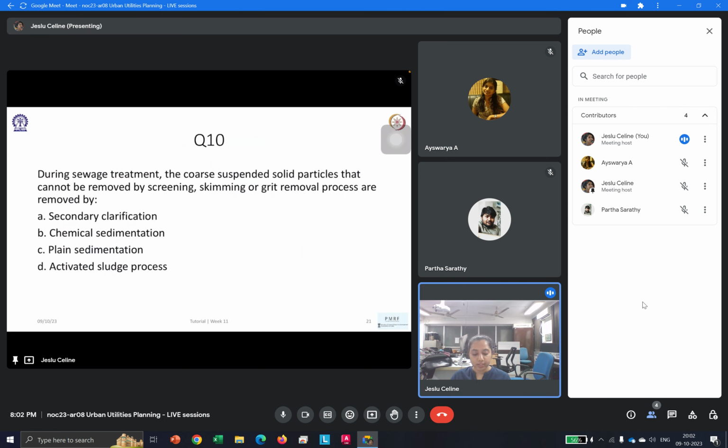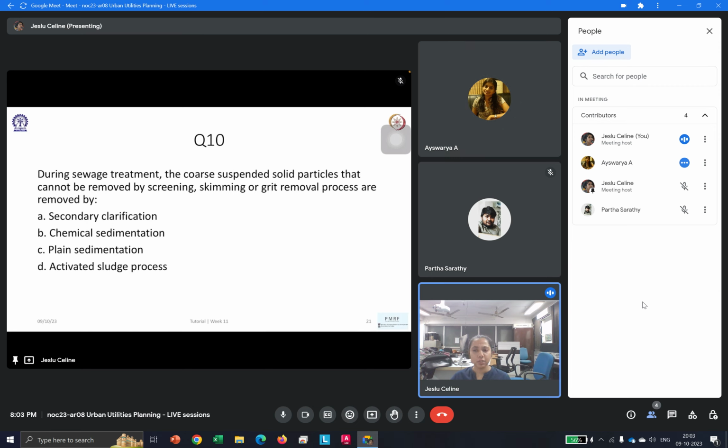Question 10. During sewage treatment, the coarse suspended solid particles that cannot be removed by screening, skimming, or grit removal process are removed by which of the following? Secondary clarification, chemical sedimentation, plain sedimentation, activated sludge process. Any guesses? Activated.